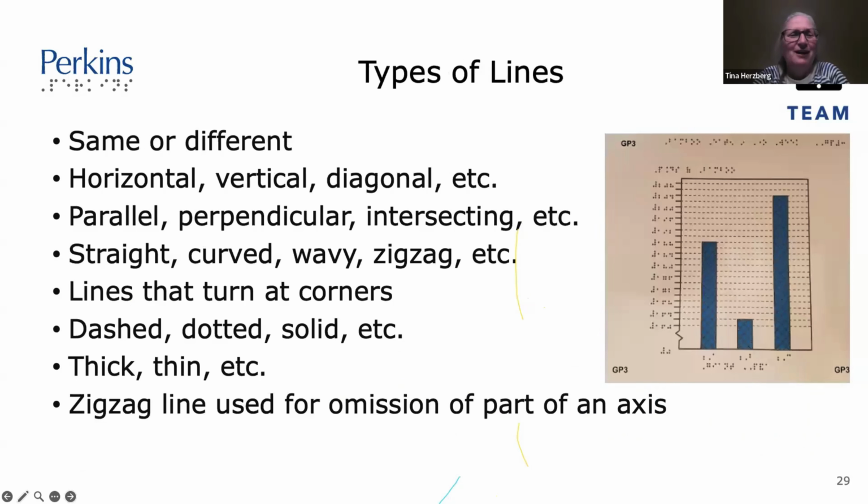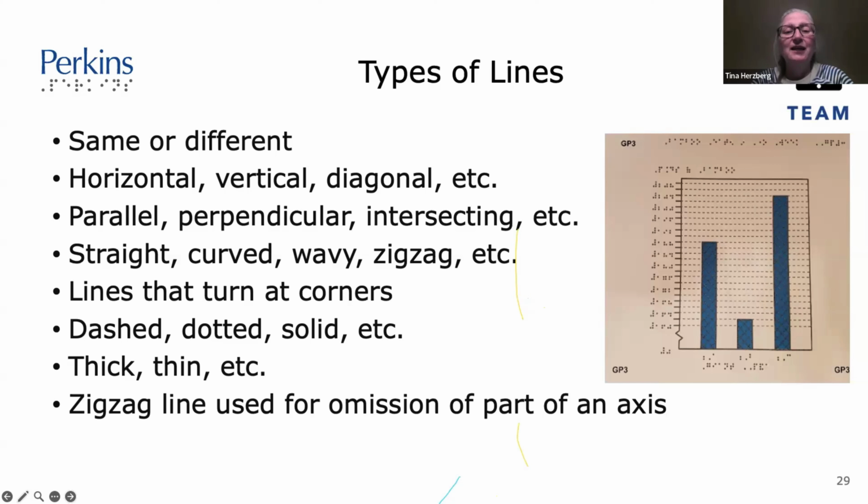So different types of lines: dotted lines, dashed lines, horizontal lines, vertical lines, diagonal lines, perpendicular lines, parallel lines, intersecting lines. There are a lot of lines in math. Straight, curvy, wavy, zigzag. Now, zigzag is one that I want to spend just a minute on because this is one that we don't always teach our students. But when you see a zigzag on the y-axis, we have an example of a zigzag on the graphic.